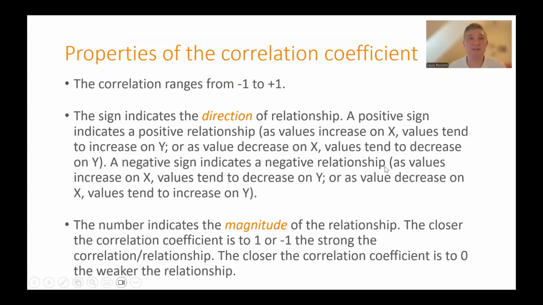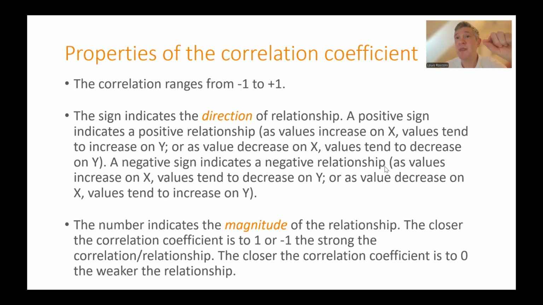Let's talk about some properties of the correlation coefficient. Correlations all range between -1 and 1. The sign, whether it's positive or negative, indicates the direction of the relationship. The positive sign means they're both moving in the same direction: as x increases, y increases, or as x decreases, y decreases. The negative sign indicates that the two variables are moving in opposite directions: as x increases, y decreases, or as x decreases, y increases.